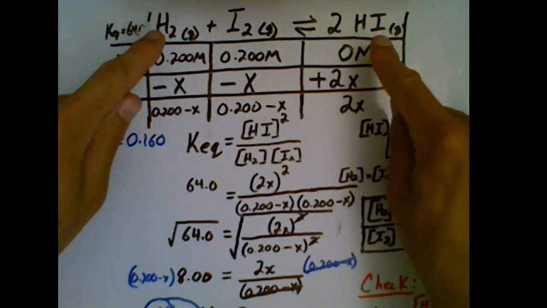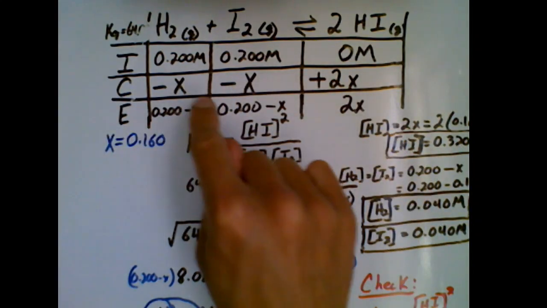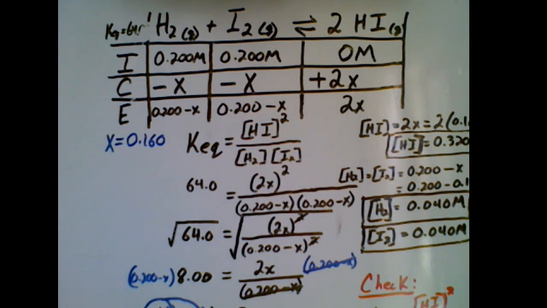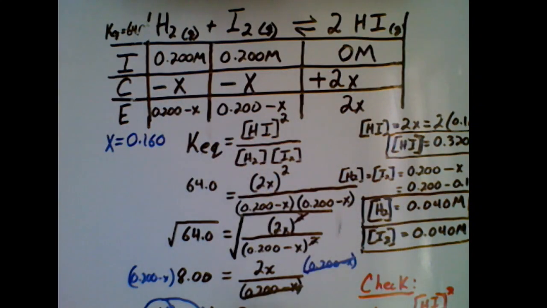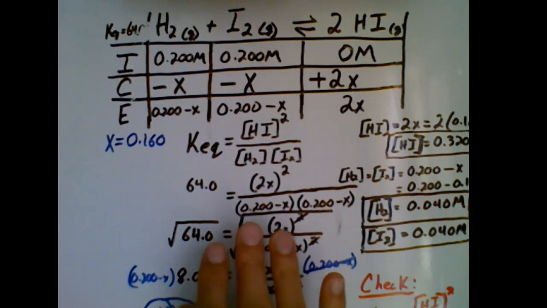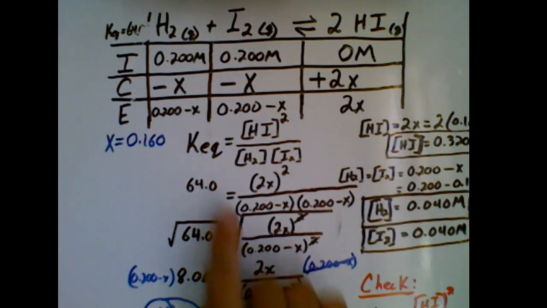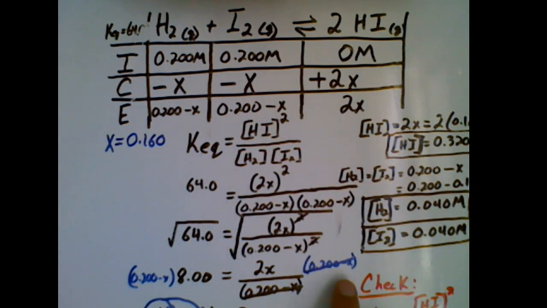Set up your reaction and balance it. Set up your icebox and make sure to apply coefficients. Plug your equilibrium values into the KEQ expression. That's the chemistry portion. The rest is algebra and math. Once you solve for x, plug x into your equilibrium concentrations. Check your answer by seeing if it gives you your KEQ. And that should be how you solve an icebox problem.